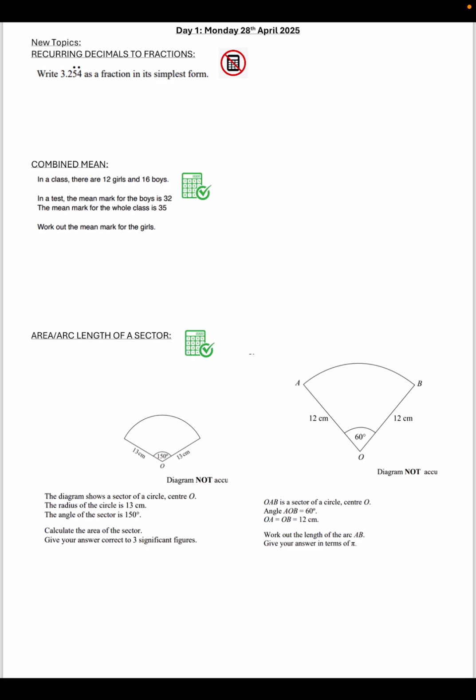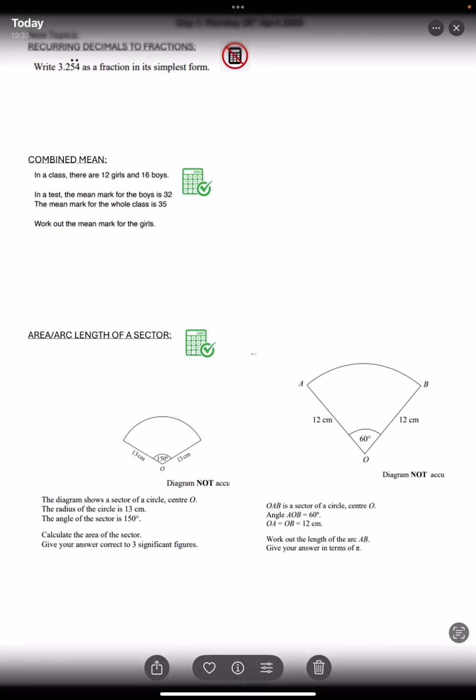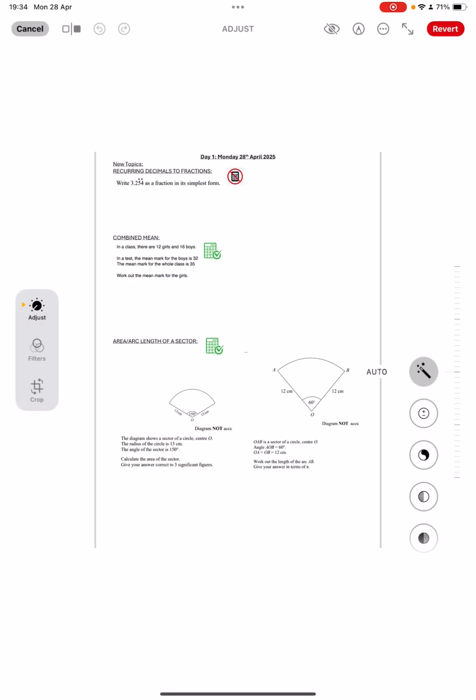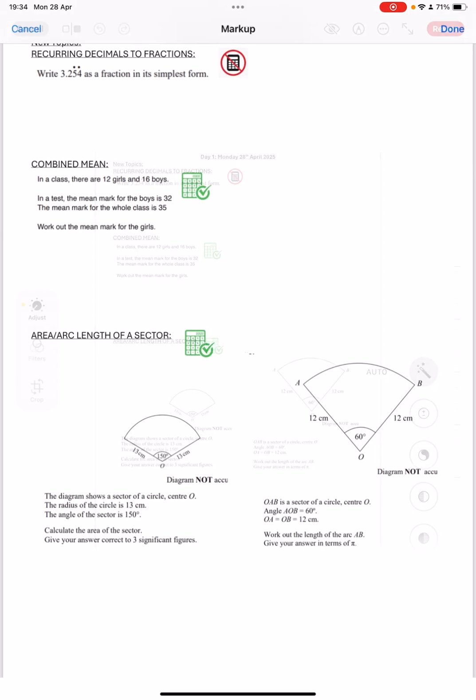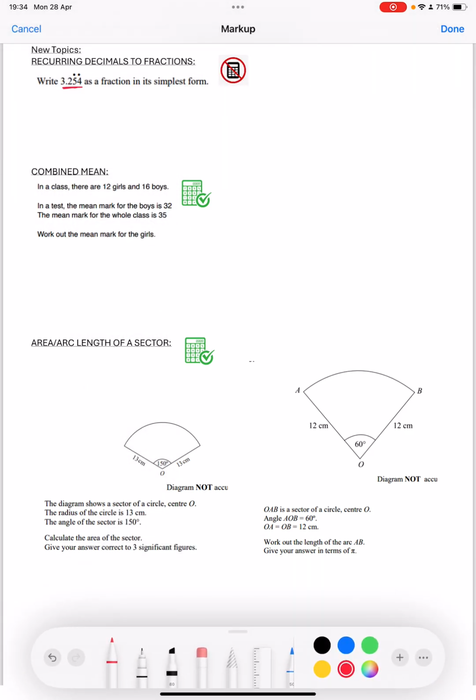Monday the 28th of April, and our new topics are recurring decimals to fractions, combined mean, and area and arc length of a sector. So when we have recurring decimals to fractions, the first thing we want to look at is how many decimals are being repeated. For this first one, we have two decimals which are being repeated, the 5 and the 4.